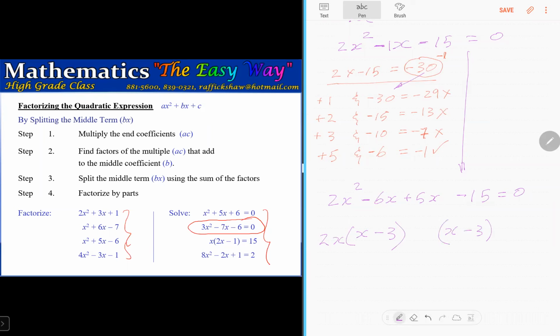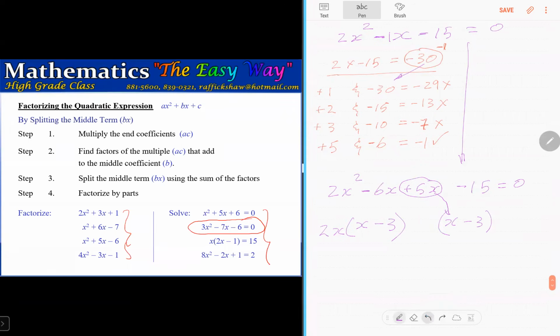Then I look at this. If x is factored out here, it means that the plus 5 is factored out here. I'm factorizing out plus 5. All right? Got the plus 5, so put plus 5 out here. And then you check it. 5 times x is 5x. 5 times negative 3 is negative 15. So you know the factor is good.